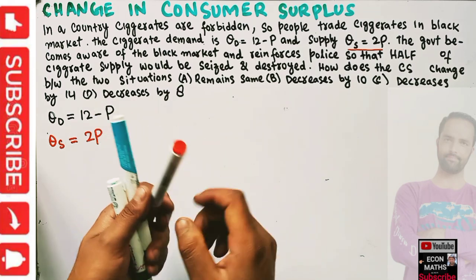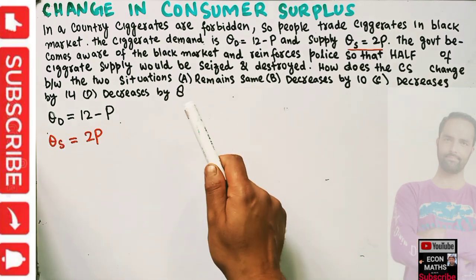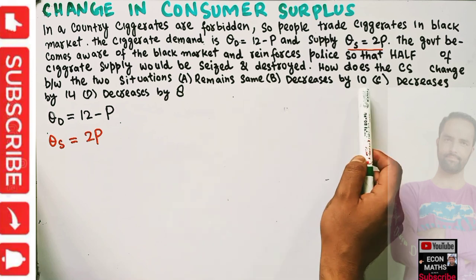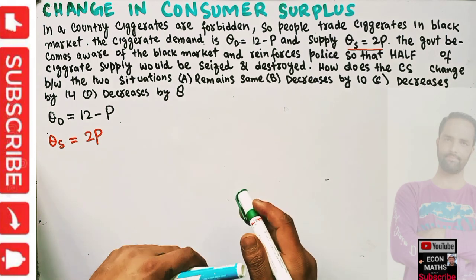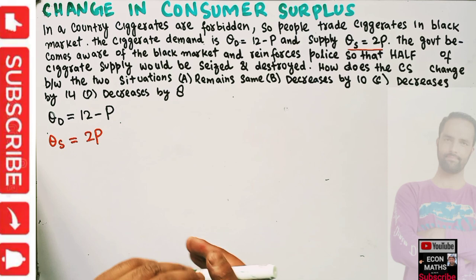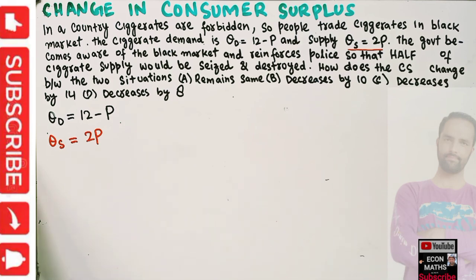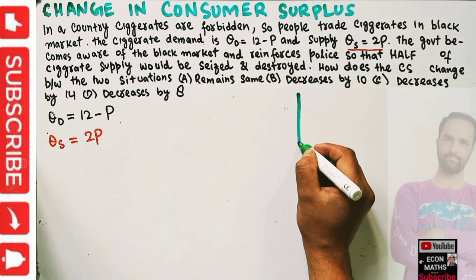Before we try to solve the question, let us draw the graph also. We are told that the consumer surplus will remain the same, decrease by 10 units, decrease by 14 units, or decrease by 8 units. So we will see the first scenario when there is no change in the supply, when police does not seize the cigarette supply by half. What will be our equilibrium price and quantity, and of course the consumer surplus?